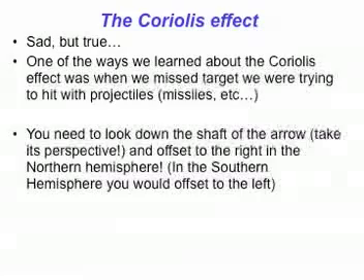Now, another thing that's really important is, remember we talked about that offset to the right in the northern hemisphere and the offset to the left in the southern hemisphere? You've got to look down the shaft of the arrow, okay? Otherwise, it's not going to work. So if you look down the shaft of the arrow, we're going to see the right offset in the northern hemisphere, and you look down the shaft of the arrow, you're going to see the left offset in the southern hemisphere. I'll explain more later.